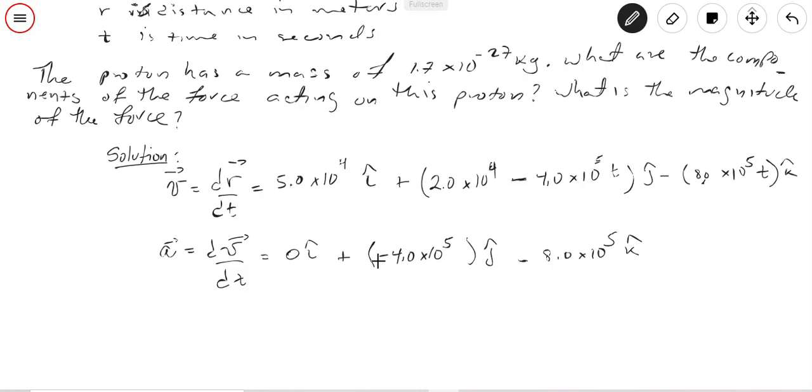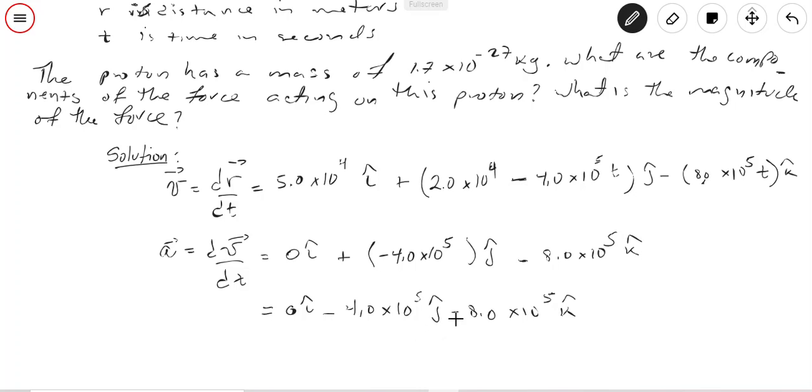Of course, we have a positive sign in front of the parentheses, so working a little bit on this expression, we have 0i, minus 4.0 times 10 to the 5th power j minus 8.0 times 10 to the 5th power k. And this is my equation of acceleration.